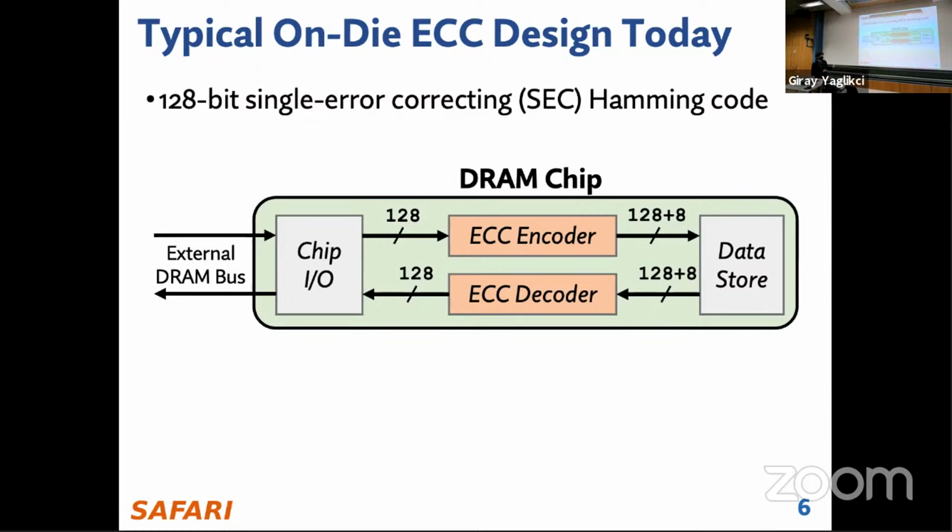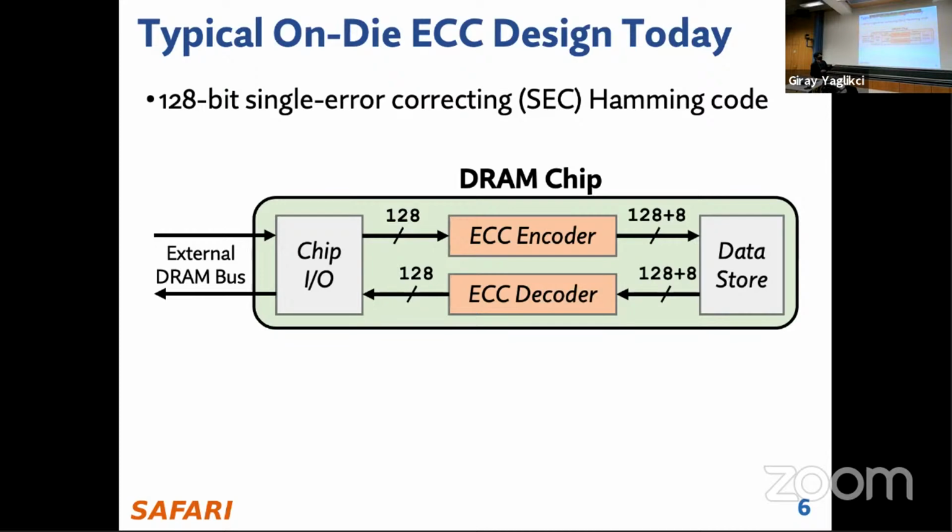When the CPU does a read operation, that entire 136-bit region is read out and decoded, and the decoder uses that metadata to potentially perform a correction operation. Therefore, the data that's returned through the chip IO to the external DRAM bus is the corrected data. Because it's a single error correcting code, it's capable of correcting a single error within the 128-bit region. But if we end up with more errors in the data store, then undefined behavior ensues, depending on the particular mathematical function used by the encoder and decoder. That's what we'll talk about later in the work. But as it stands today, this is what on-die ECC looks like.